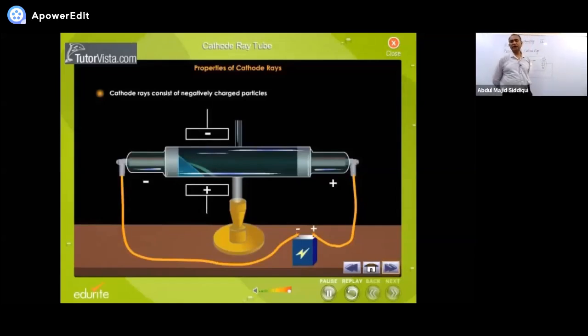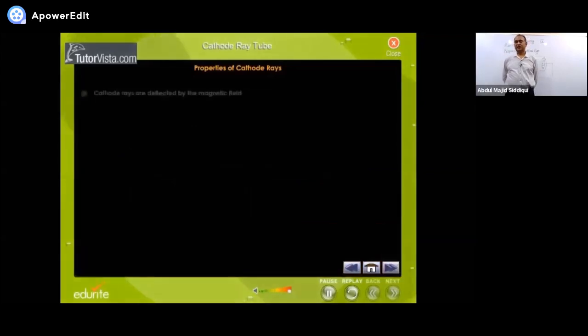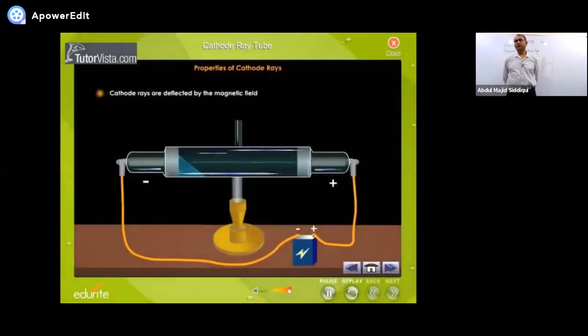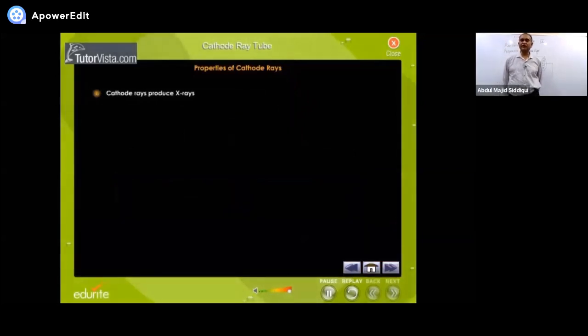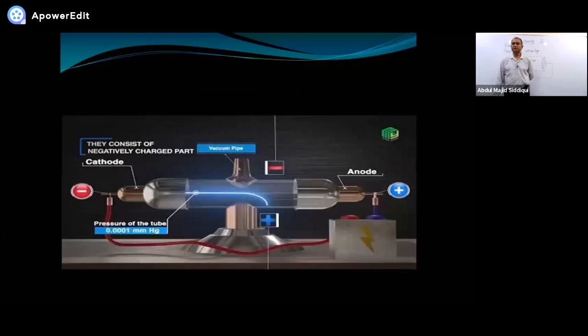Similarly, if we bring a magnet, then they also bend. As you can see right now, they will bend. So we can say that these rays can be bent in an electric field or in a magnetic field. Now see something over here.